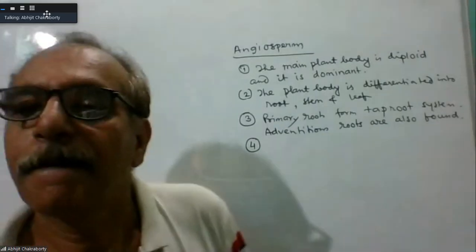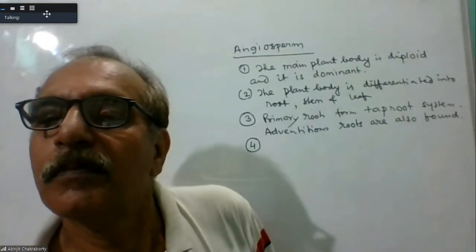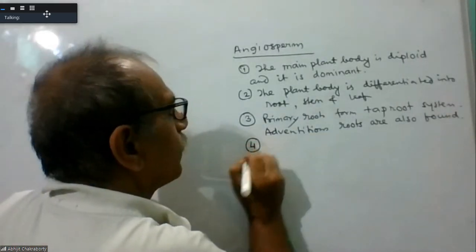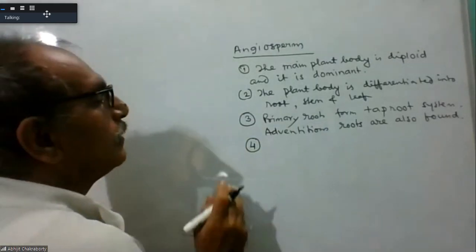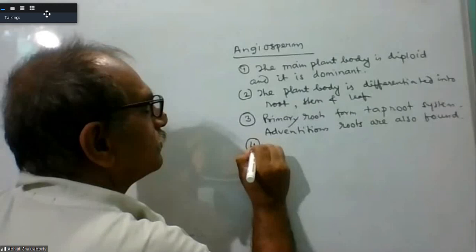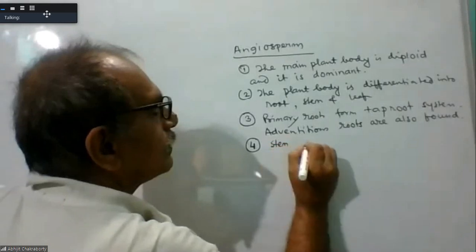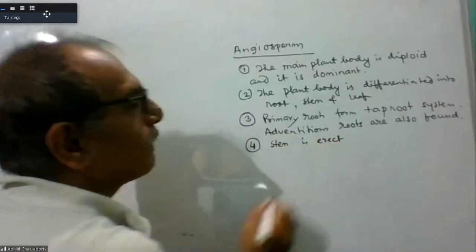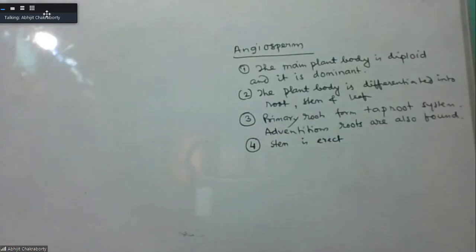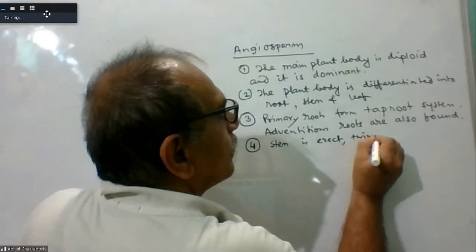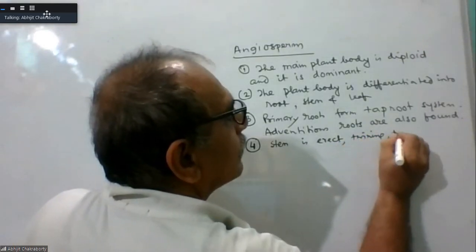Fourth, the stem is erect. Sometimes woody, sometimes soft. It varies actually, the stem characteristics. Sometimes it is twining or trailing.